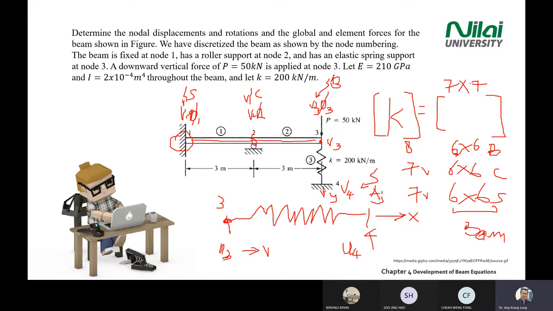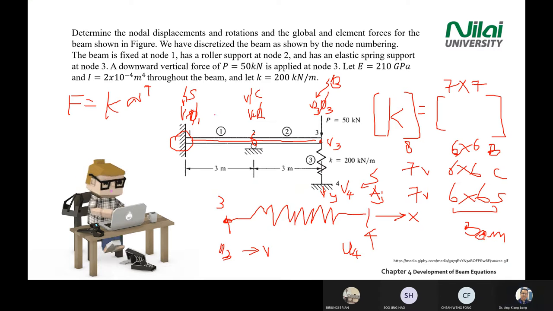And the unknowns that you see, F equals KD later on. Your D, I already mentioned, has 7: V1, rotation 1, rotation 2, V2, and V3, rotation 3, and V4. Your D has 7. K has 7 by 7. F also has 7.